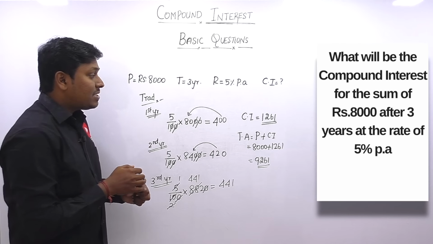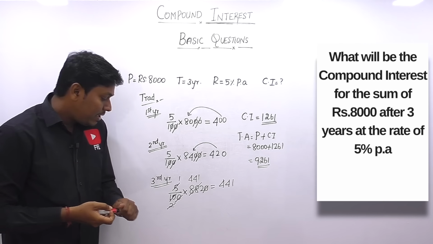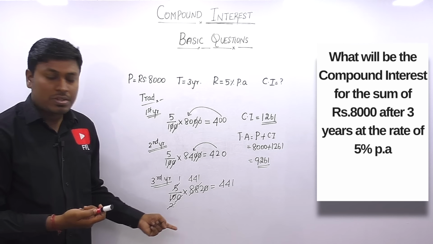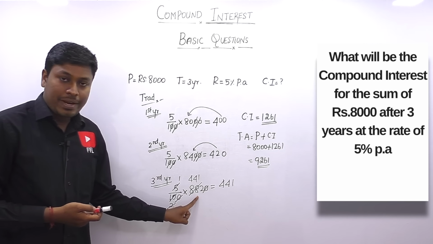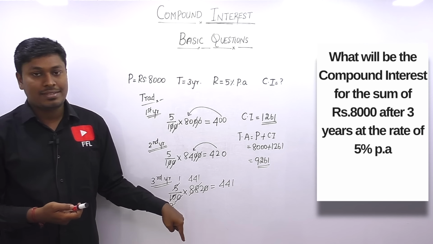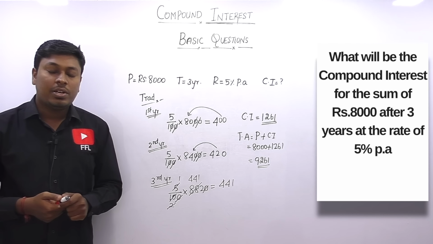So friends, in this method, we have learned how to find the compound interest by using a traditional method. If they ask 4 years, then what you need to do is add 441 with 8,820 and find 5% for the next year. Got it? So this is the traditional method of how we used to find the compound interest.